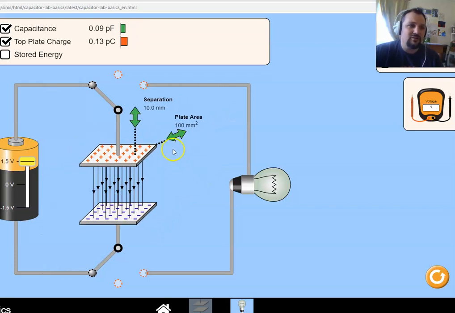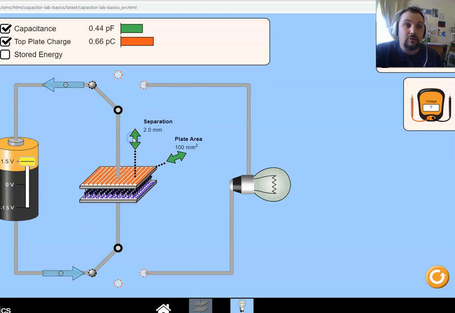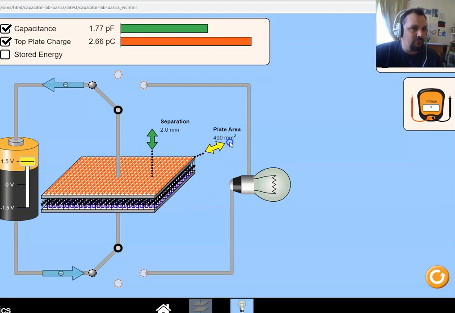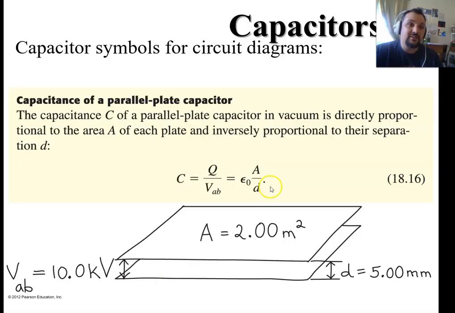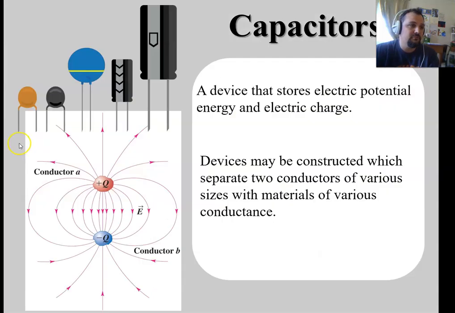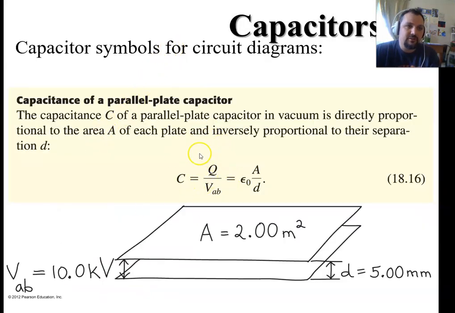Alright, that's a simple relationship for right now. If you decrease the distance between them, more capacitance, more energy. If you increase the size of the charged plates, more capacitance, more energy. And that is why capacitors are going to have different sizes and shapes, and they'll look slightly different. Okay? But again, focusing on this equation.